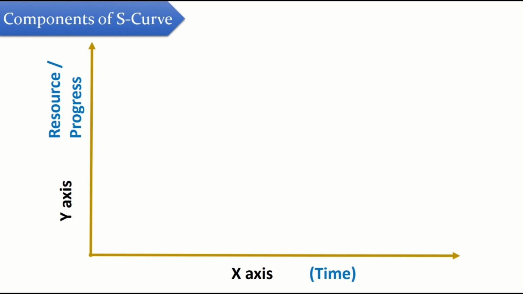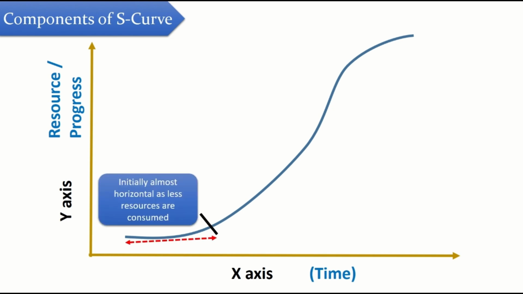Towards the x-axis, the time is plotted, and towards the y-axis, the resource or progress is plotted. So this is a sample S-curve, where this is the initial phase where the curve is almost horizontal, as during the project initiation, fewer resources are consumed.